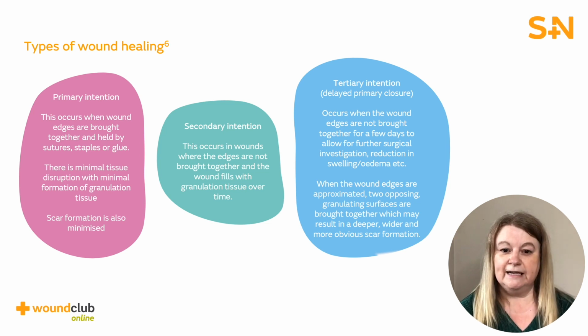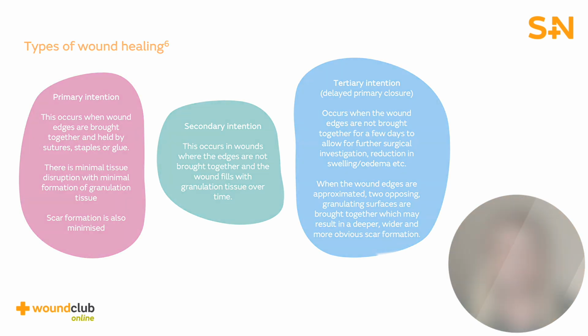Tertiary intention healing occurs when the wound edges are left open for a few days in order to allow for further surgical investigations or reduction in swelling and edema. An example of this would be a patient with an open abdomen following lengthy surgery of the colon. The edges are brought together once the surgeon is satisfied that the patient is stable. Healing would then take place by primary intention.